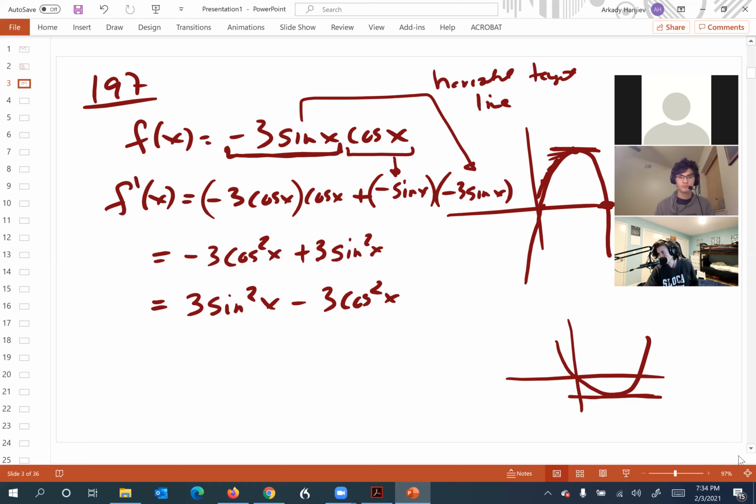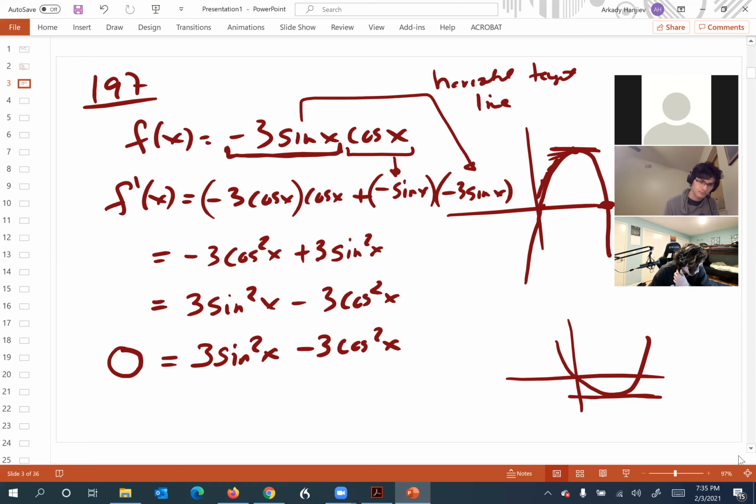We're trying to find out when we have a horizontal tangent line. So that means my slope is 0. So I'm trying to find that right there. Okay. Now think back in your mind. Is there any which way we can simplify that out?